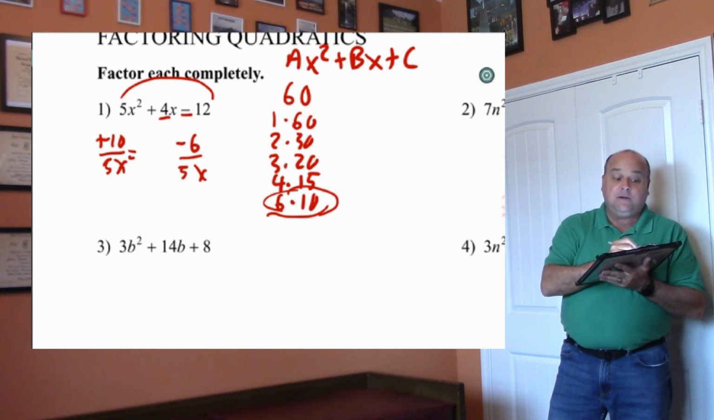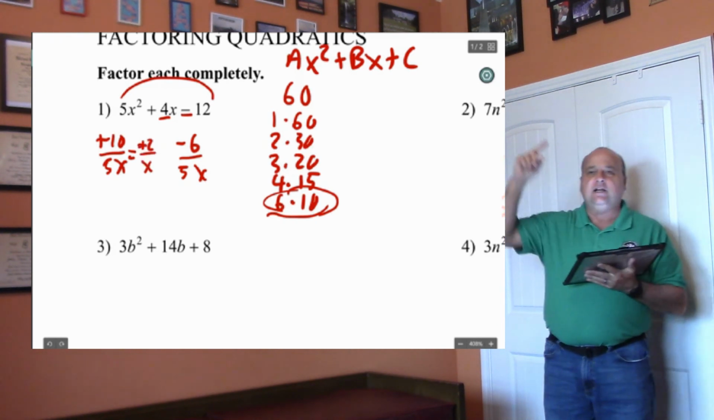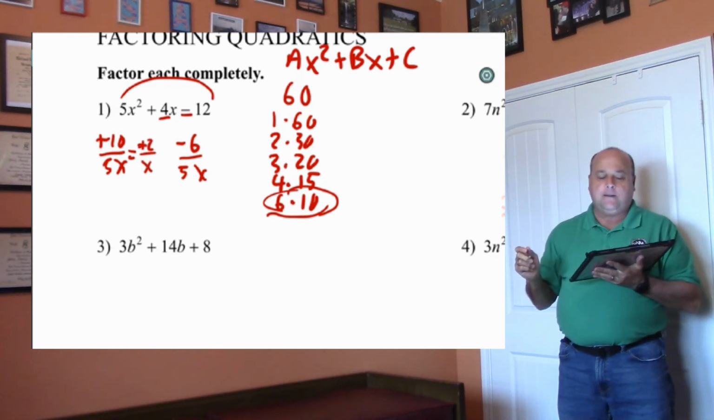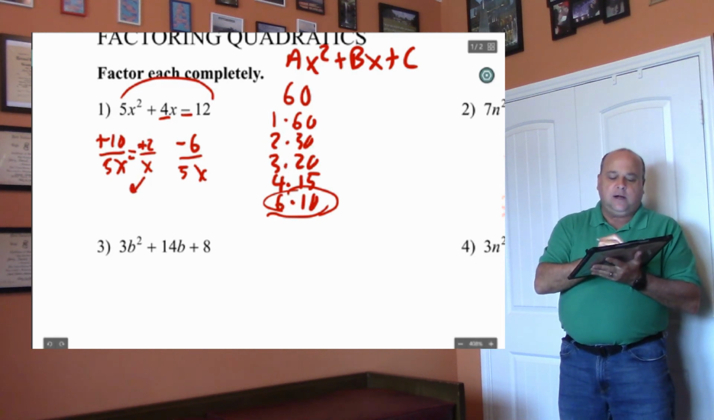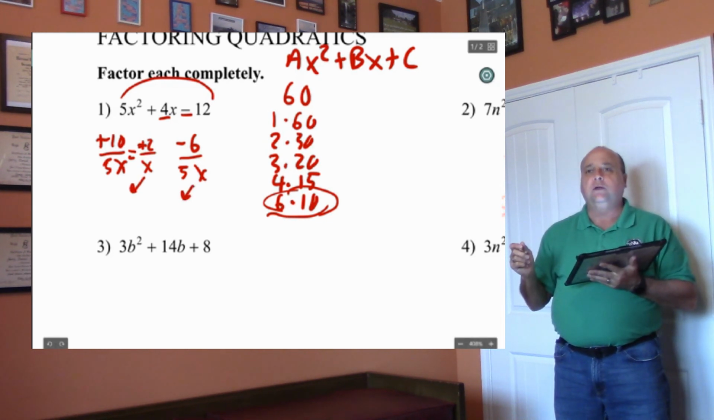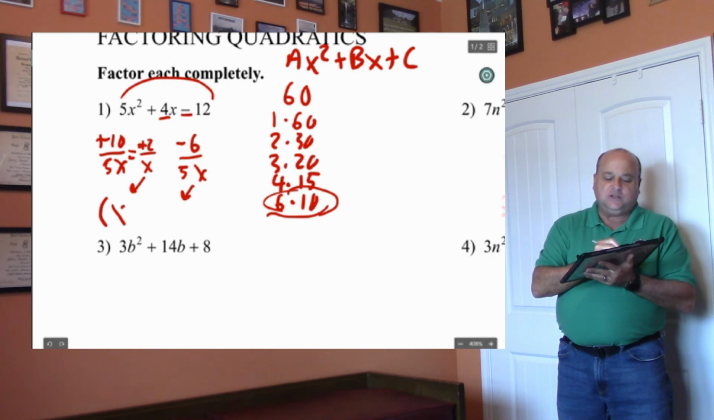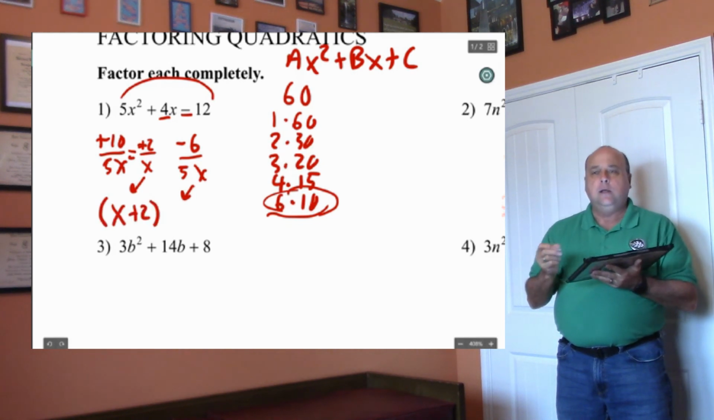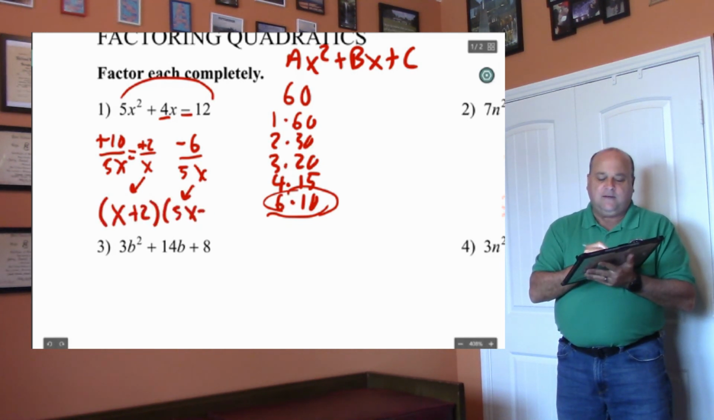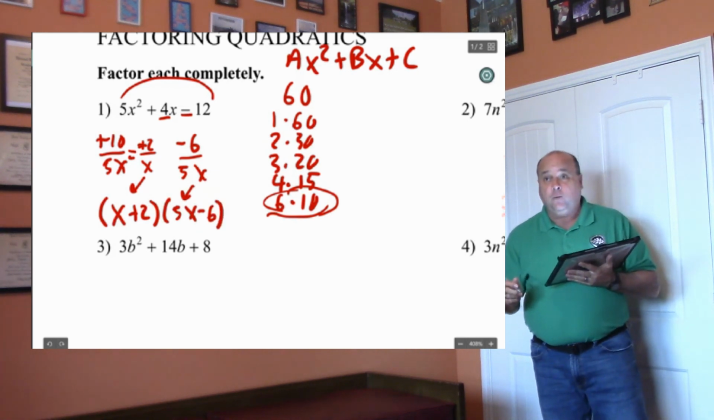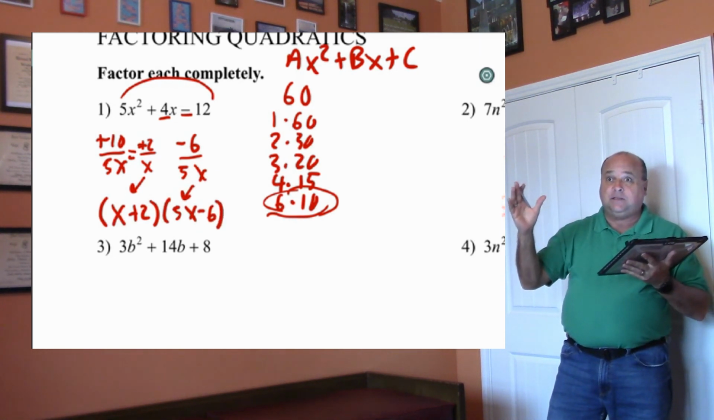10 divided by 5, I'm going to put plus 2 over x, right? I can divide the top and bottom by 5, can't I? Now then, this right here and this right here is what's going to go in the parentheses. So this parentheses will be x plus 2, and this parentheses will be 5x minus 6. Compared to what I had to do to learn this, this is a piece of cake.